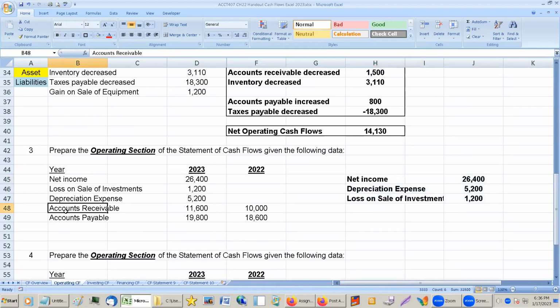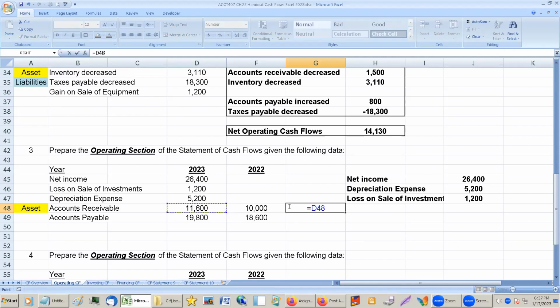Now, accounts receivable, what kind of an account? Asset. Good. Now, did it increase or decrease? Increased. Yeah, 2002 was 10,000, now it's 11,600, so it increased by 1,600.